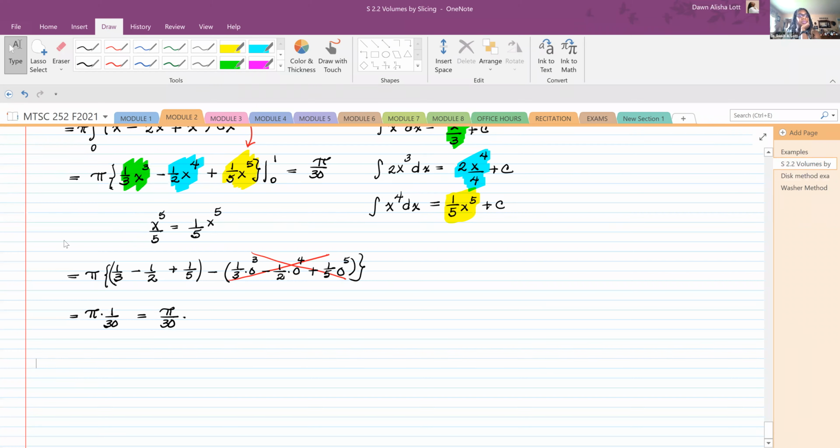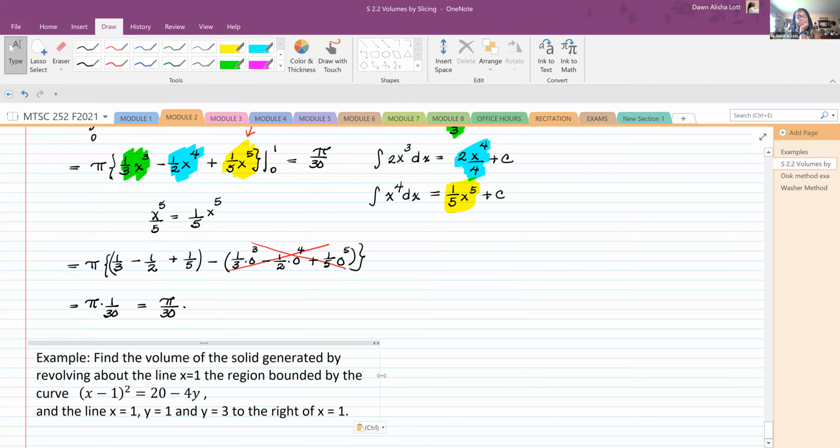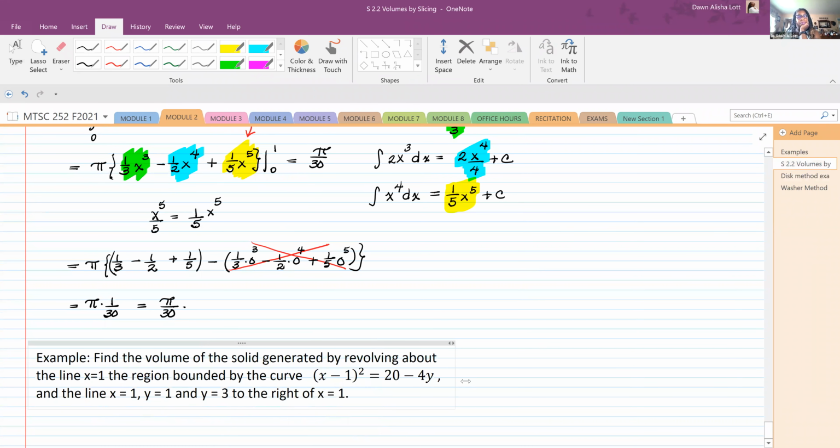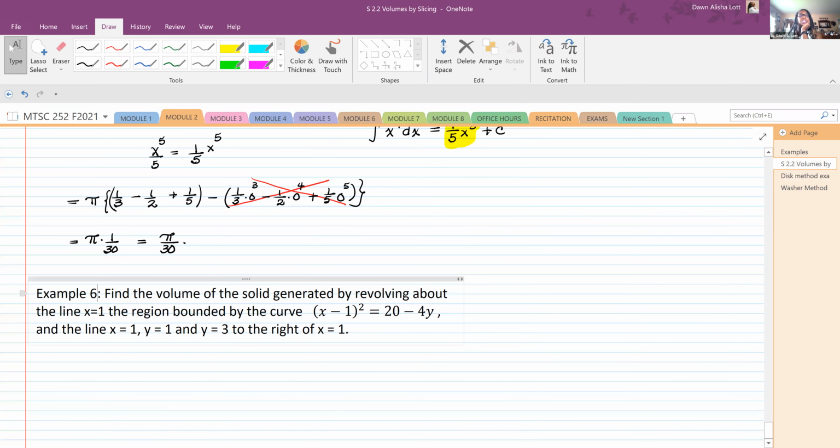Okay, this one's a little tougher. We are trying to find the volume of the solid generated by revolving a region about the line x equals 1. The region is bounded by the curve (x minus 1) squared equals 20 minus 4y, and the lines x equals 1, y equals 1, and y equals 3, to the right of 1.